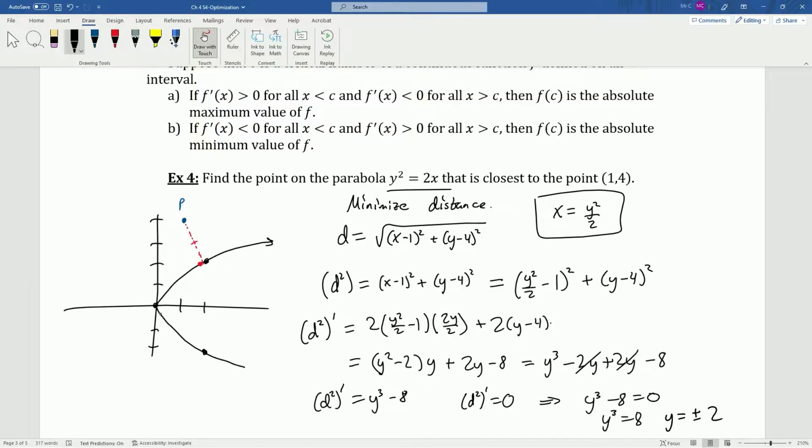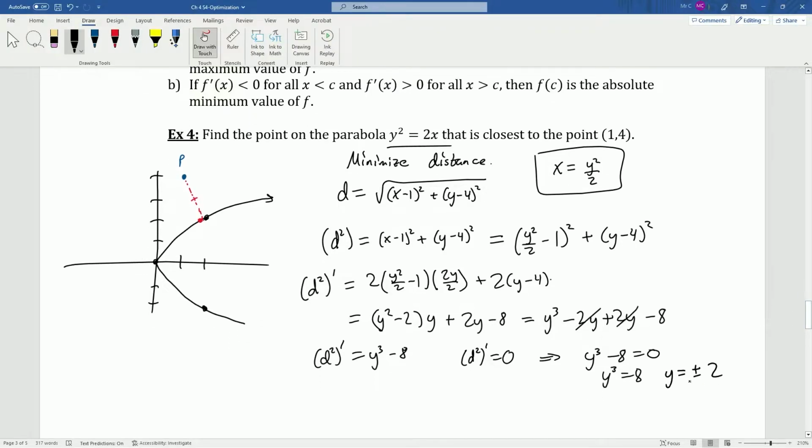But of course, we can look at the picture and immediately discount the negative option, because any y value that's negative is going to be much farther away than any point on the top half of the curve. So we can immediately just jump to y equals 2. And if y equals 2, we plug that in here, we get x equals 2 as well. Well, I tried to be a little deceiving with the picture and not just draw the line straight to 2, 2, but it is that exact point.